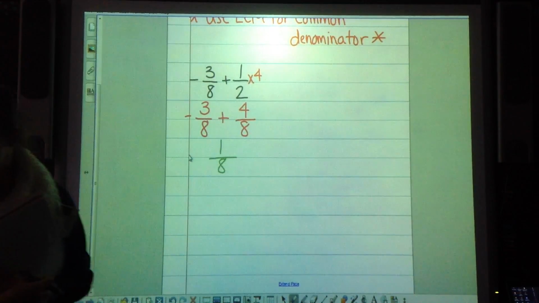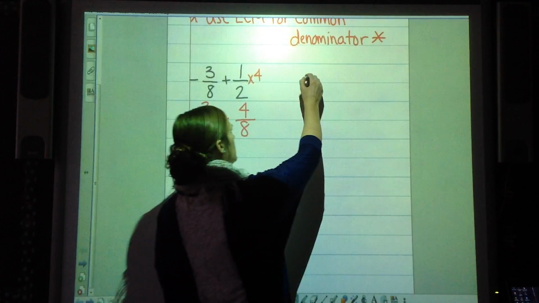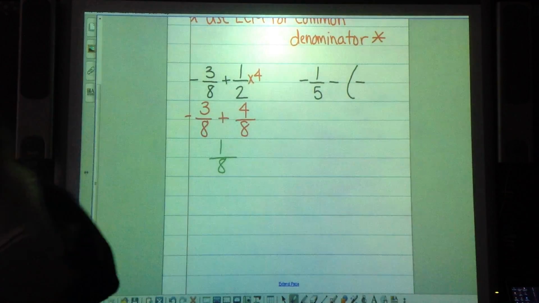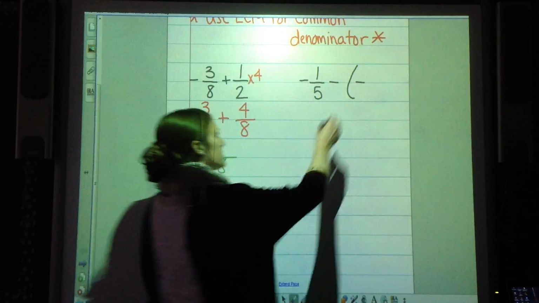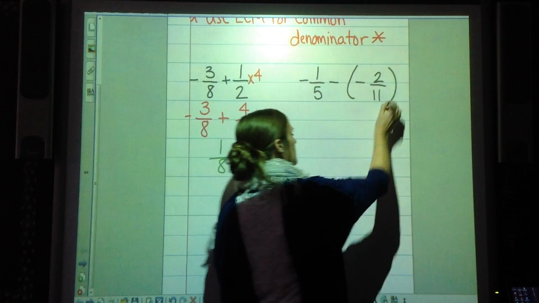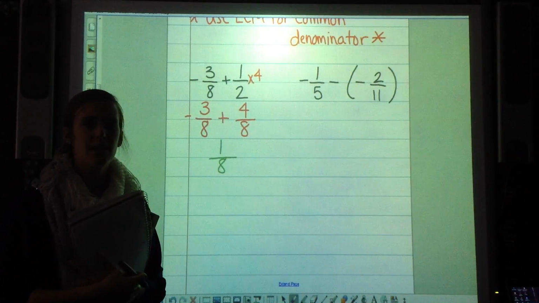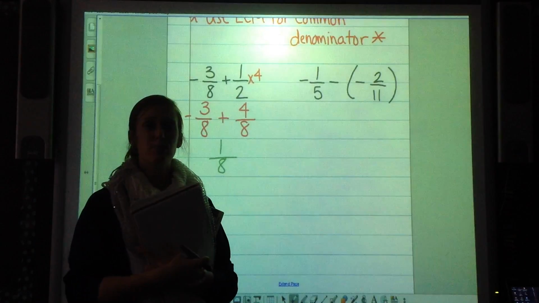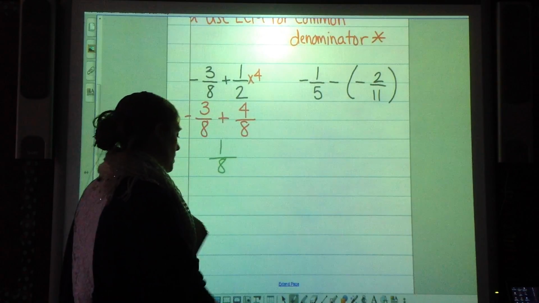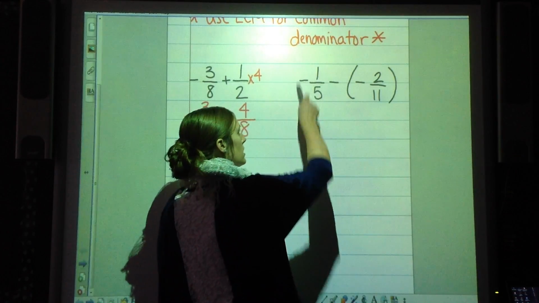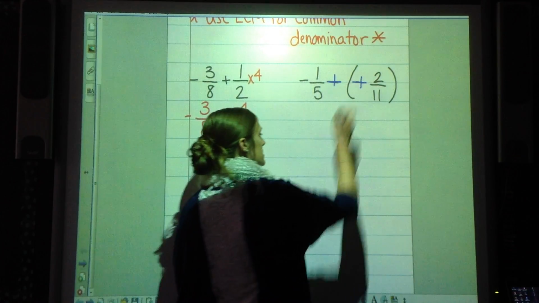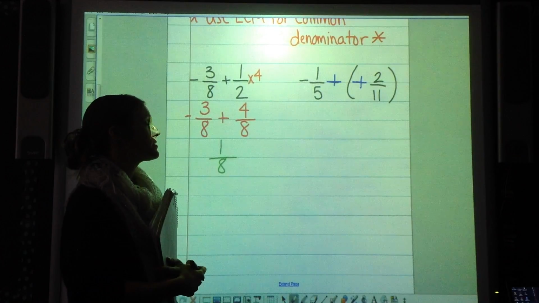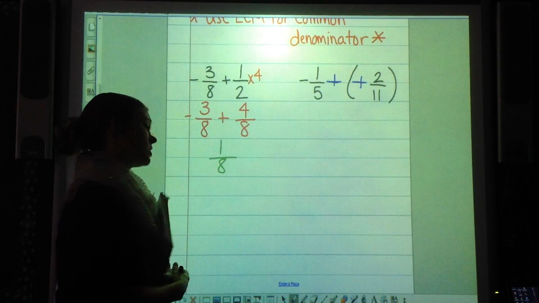Let's try another one. Negative 1/5 minus a negative 2/11. Before we start the problem, let's decide if we're adding or subtracting. Integer rules tells us there's no such thing as subtraction. We must turn it into addition by keep, switch, opposite. Now I can follow addition rules. Same sign, sum, different sign, difference. Looks like we have different signs, so we are subtracting.